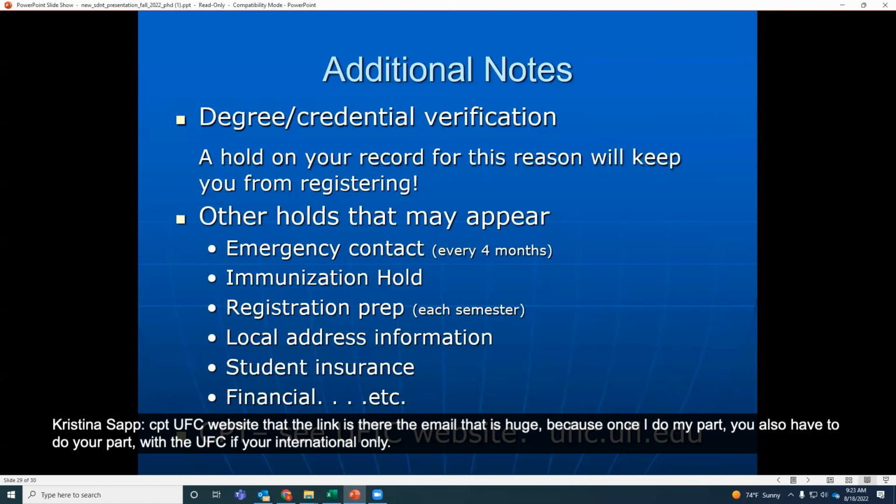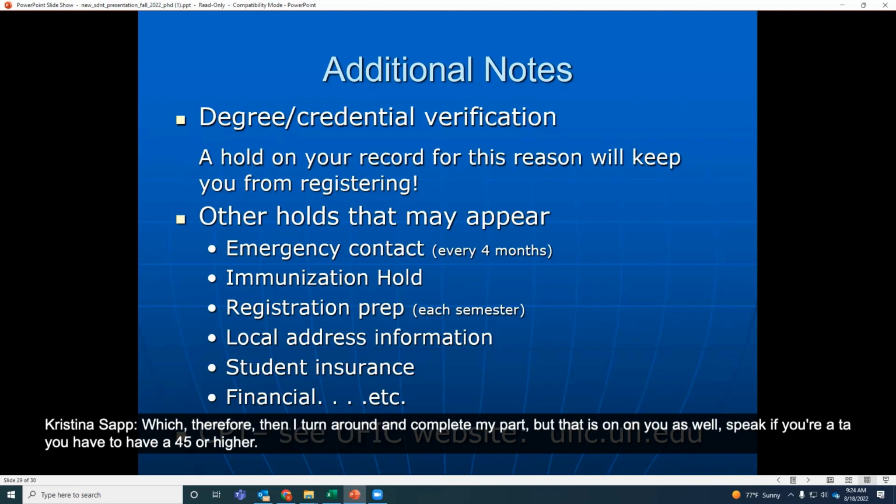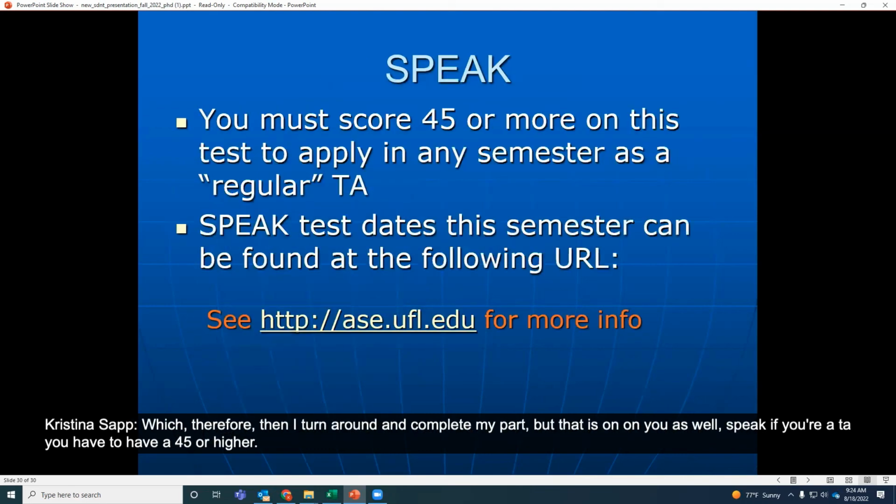CPT, UFIC website, the link is there, the email. That is huge, because once I do my part, you also have to do your part with the UFIC if you're international only, which then lets me turn around and complete my part. But that is on you as well.